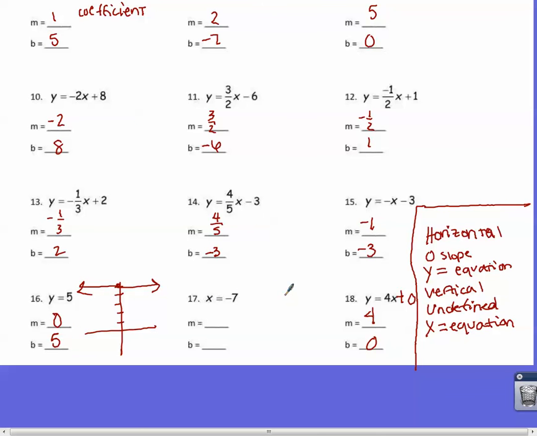Or on number 17, it's an x equals equation, so it's going to be a vertical line with an undefined slope. That's going to cut through the x-axis at, in this case, -7. And there is no y-intercept because it does not cut through the y-axis. Turn the page.